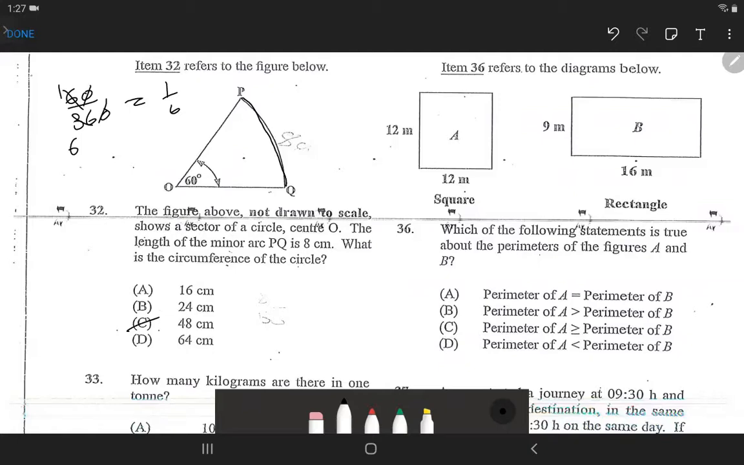Item 36 refers to the following diagram. Now, they want to know about the perimeters. So the perimeter of this square is 12 by 4, which is 48. The perimeter of this rectangle is 9 and 9 is 18, 16 and 16 is 32. So it is 18 plus 32, so that's 50. So we see that the perimeter of the rectangle is bigger than the perimeter of the square. So that means B is bigger than A, so that's B.